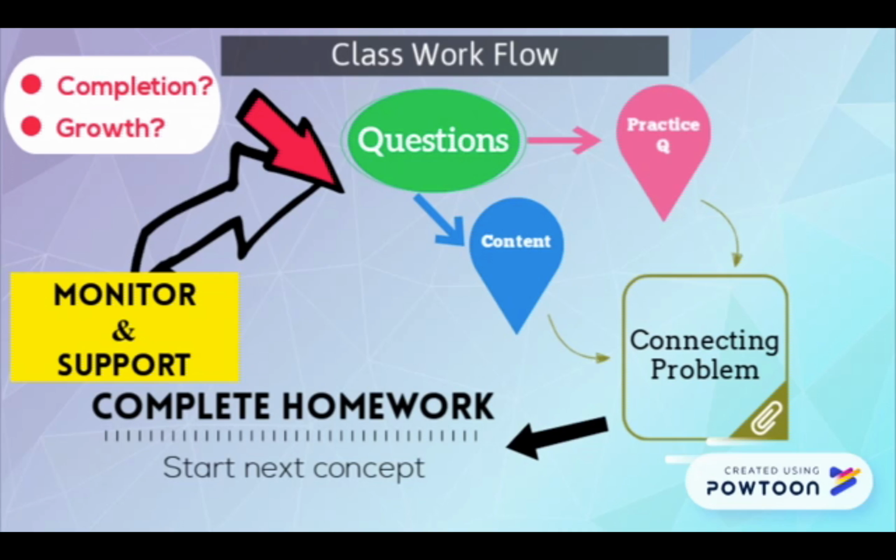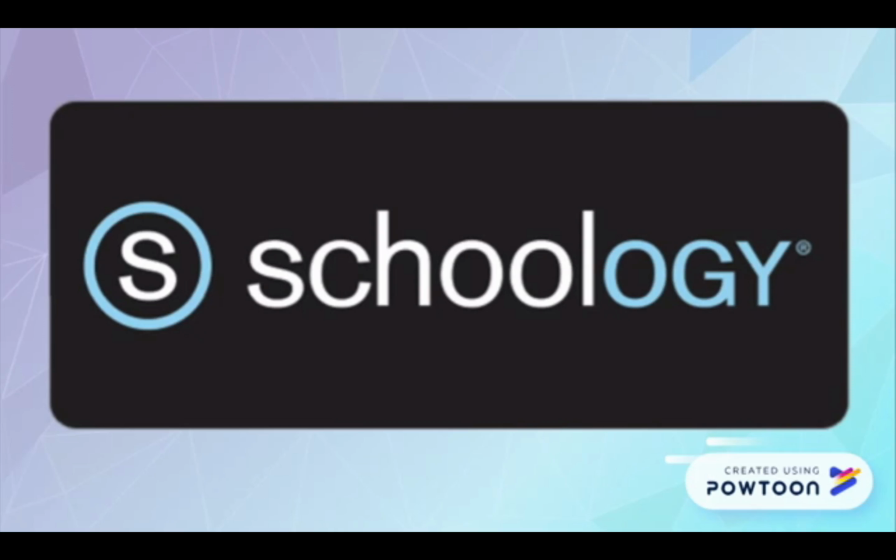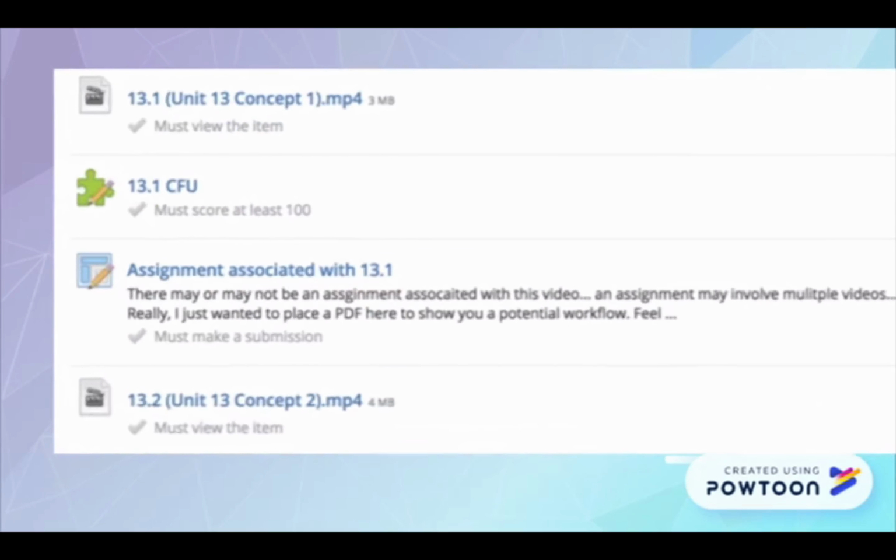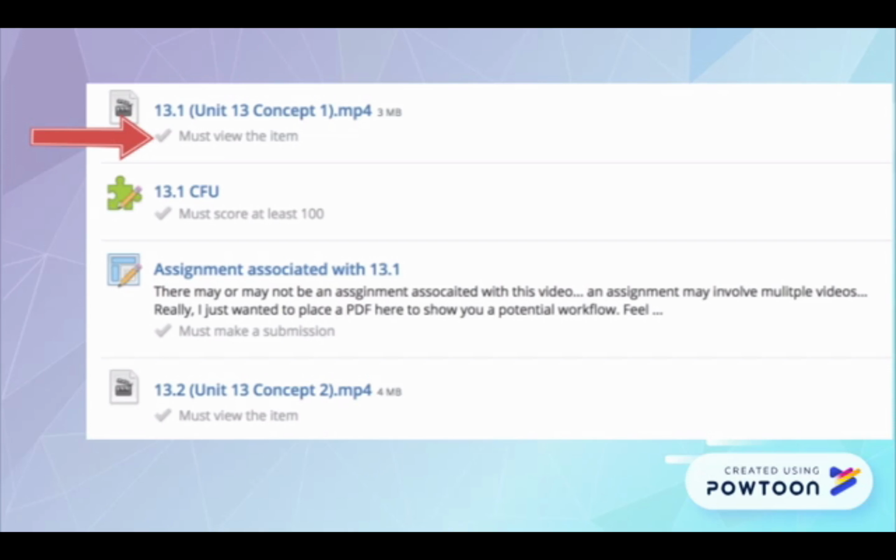In the example class we showed you earlier, the class utilized the learning management system Schoology, which allows for student completion guidelines, conditions set by the teacher that need to be met in order for the student to progress. In this case, students must watch the video. Once they've watched the video, the Check for Understanding quiz is unlocked. Students are asked between 3 and 5 questions on that concept, and they must score a 100% on the quiz in order to move forward. Students can take the quiz as many times as they would like.